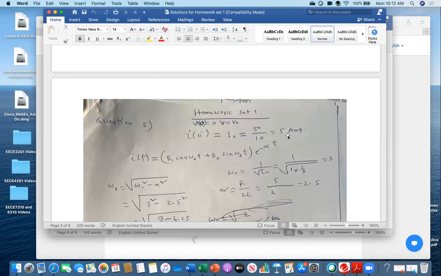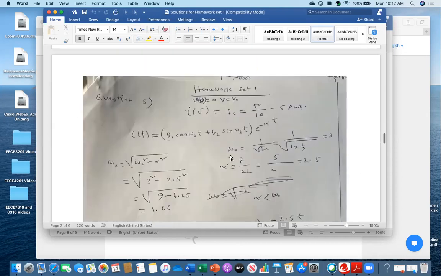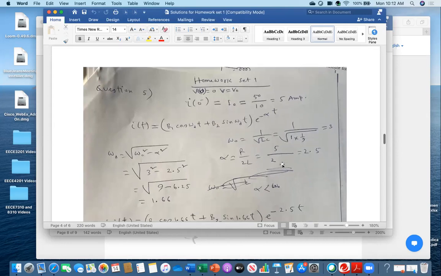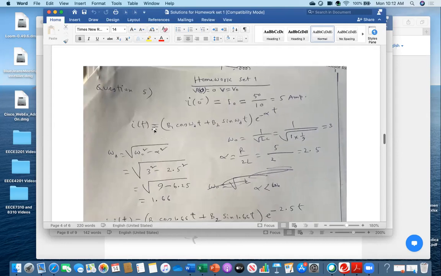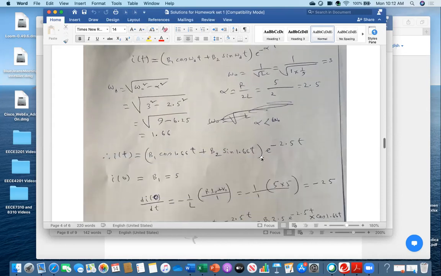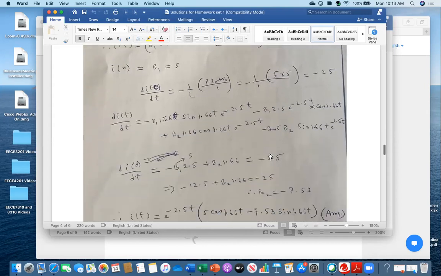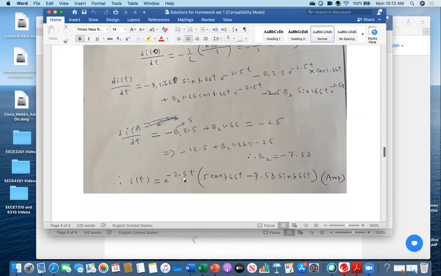I am done. And then once the switch moves from position A to B, this is a series RLC circuit. So therefore alpha is your R over 12, find omega naught. This will be your result for the underdamped case, and then put that in and move forward, like similar things we discussed in the class. So you'll be getting this result.